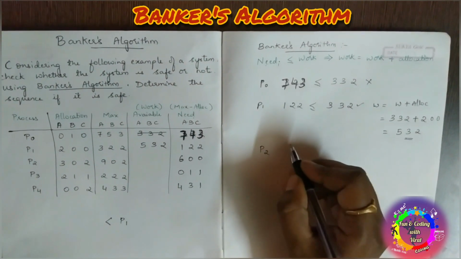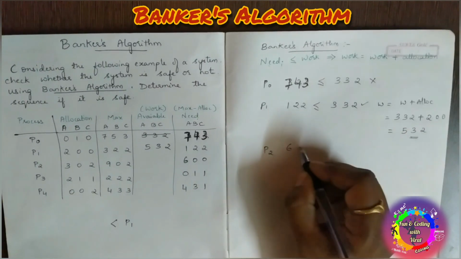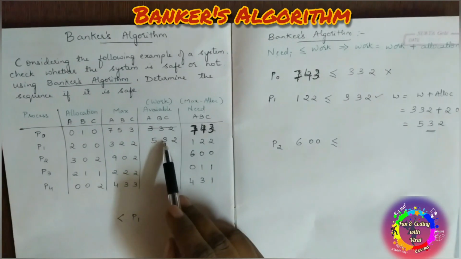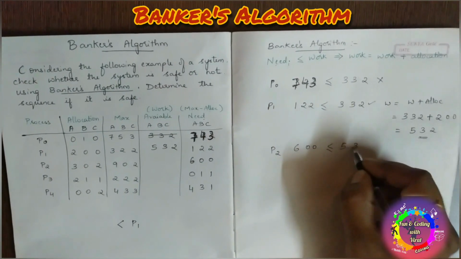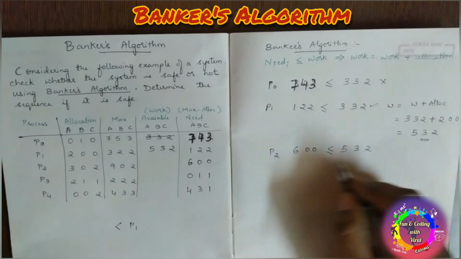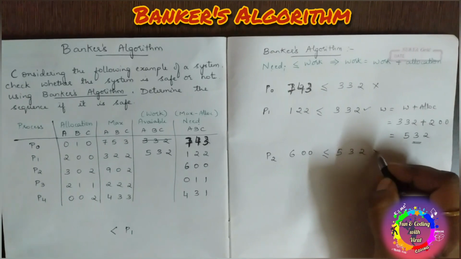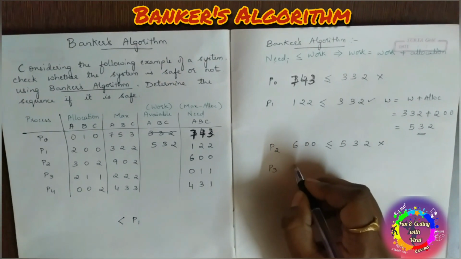Next is P2. What is the need of P2? It is 600. Is it less than or equal to work? You need to take the new work that you have updated in the table. That is 532. Is this less than or equal? No. So you need to proceed to the next process.